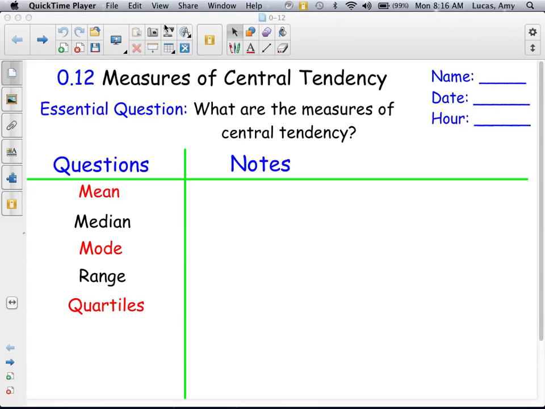You may remember all of these definitions from a previous math course, but this section is really important leading into our new chapter, chapter 12. So we're going to do this section as a review.